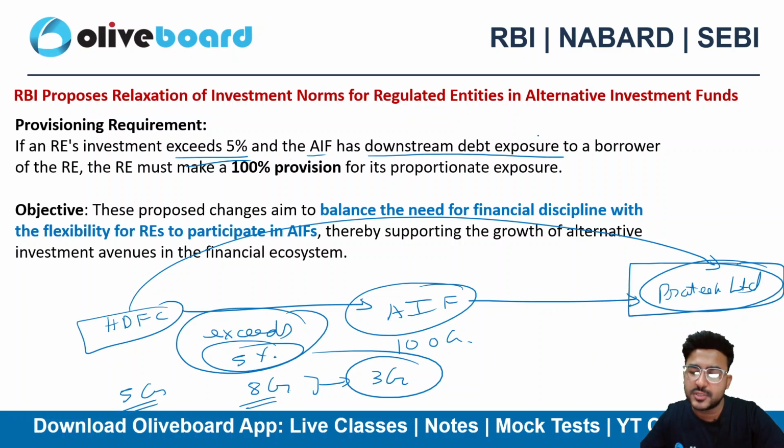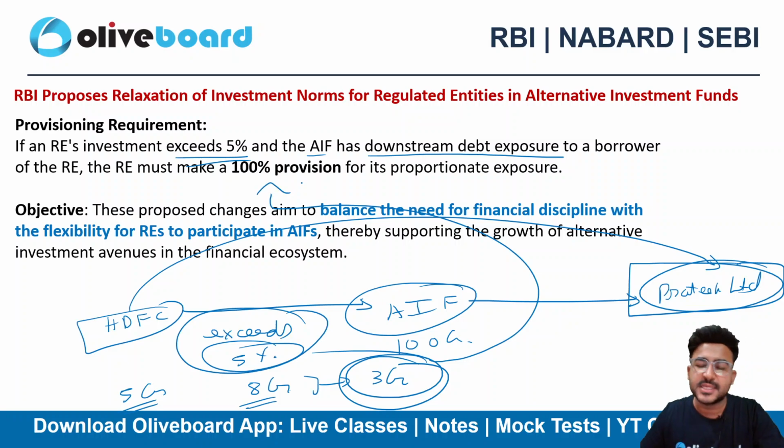AIF is having a downstream debt exposure to the same borrower to which credit has already been granted by HDFC, and it exceeds 5%. So this is a problem, and this 3 crore rupee will be subject to 100% provisioning. That means HDFC Bank will need to make 100% provision on this 3 crore rupee.